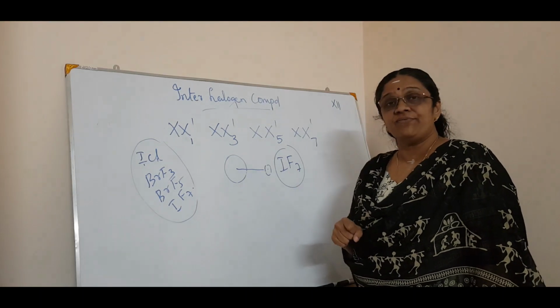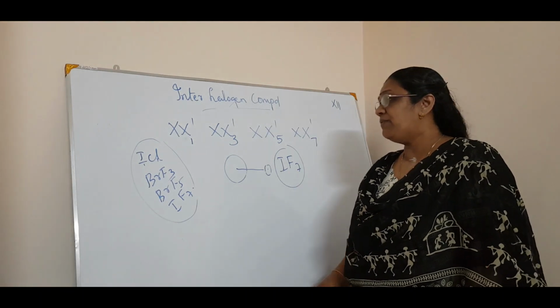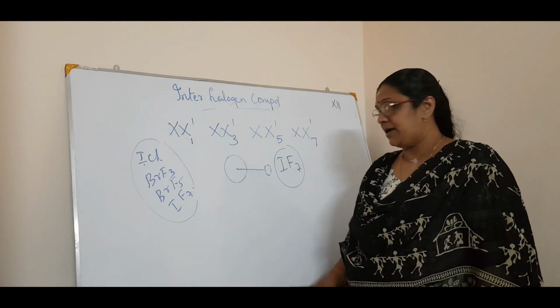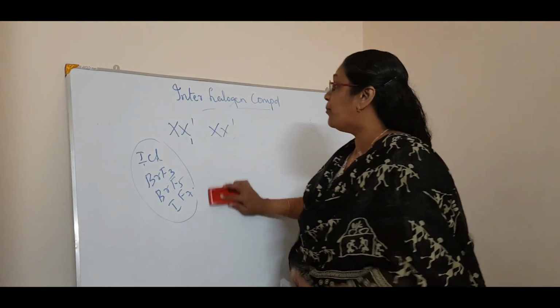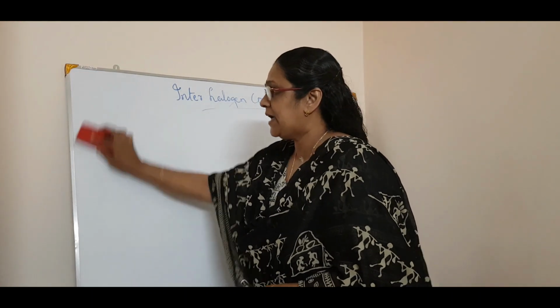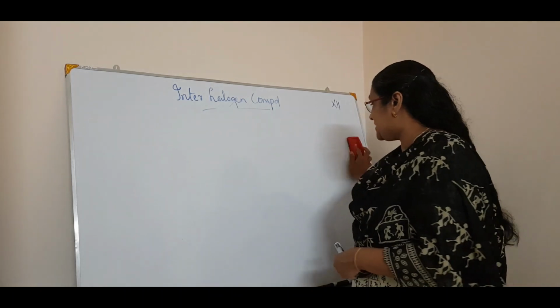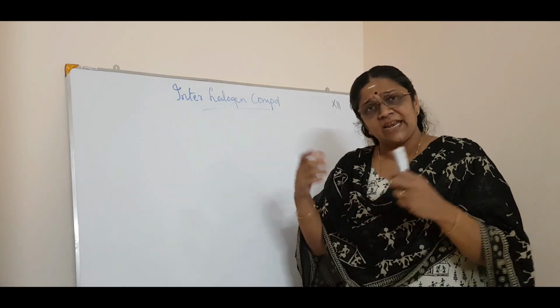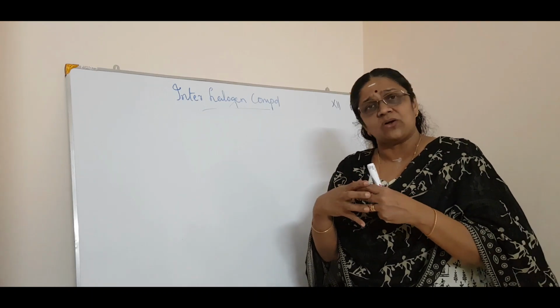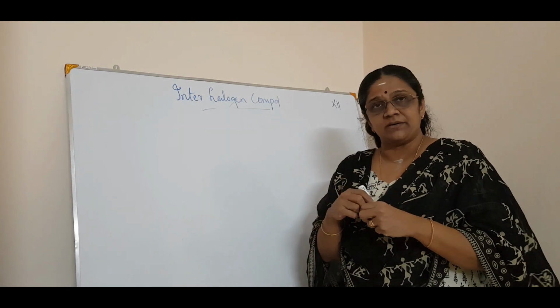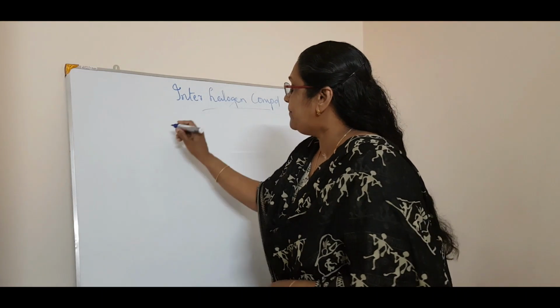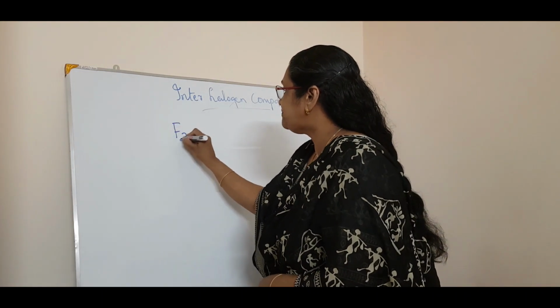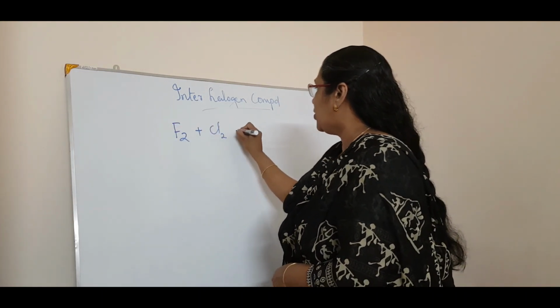Okay. Now we will see how interhalogen compounds are prepared. It's very, very simple. As I already told you, this is prepared by direct combination. Direct means simply putting it together, that's all, and giving some condition. For example, the first one, fluorine plus chlorine, what will you get?